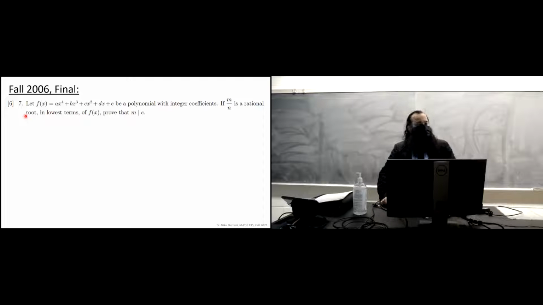Grayson? Yeah, so m over n is a root. That means f of m over n is what? Perfect. And it's in lowest terms.